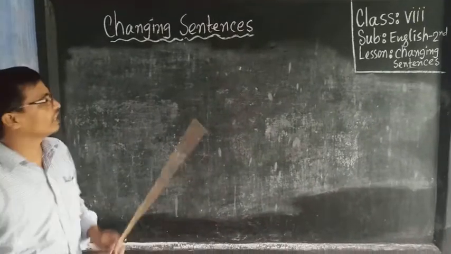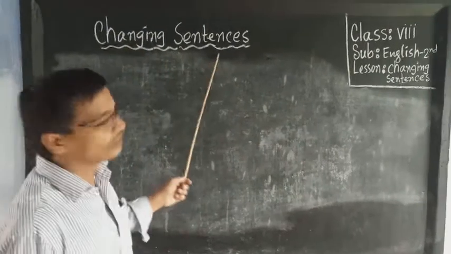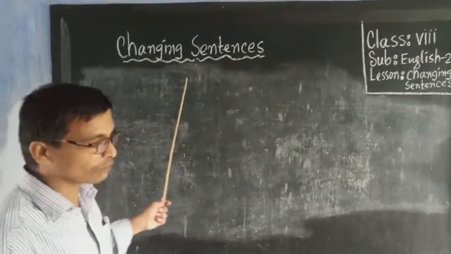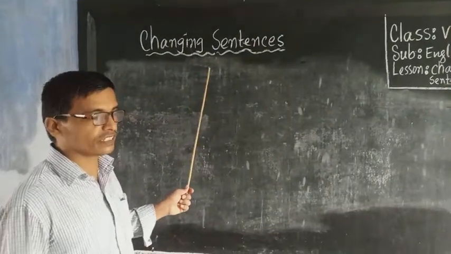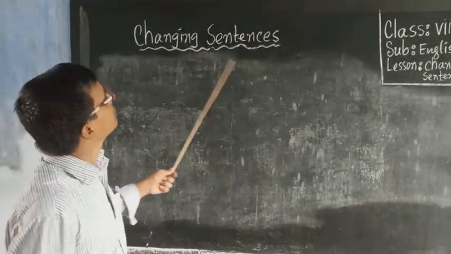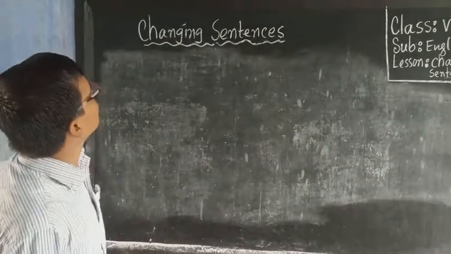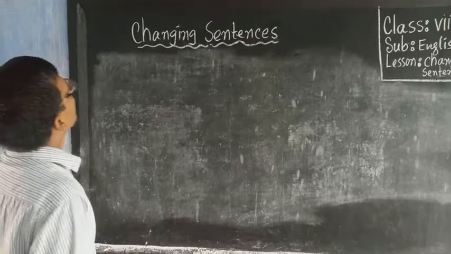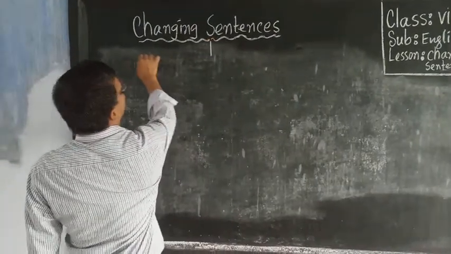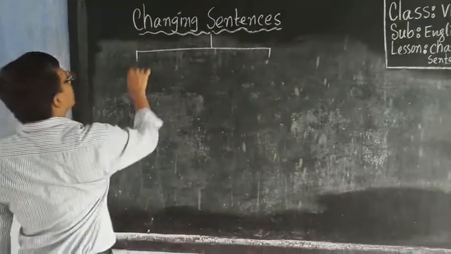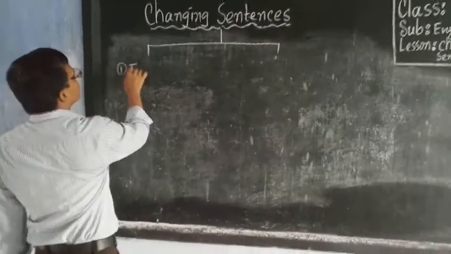So, what can you see here? There is changing sentences written on the blackboard. So, through these you can easily understand that today we are going to learn about changing sentences. Now, dear friends, we have to know changing sentences are of two kinds. The first one, transformation.